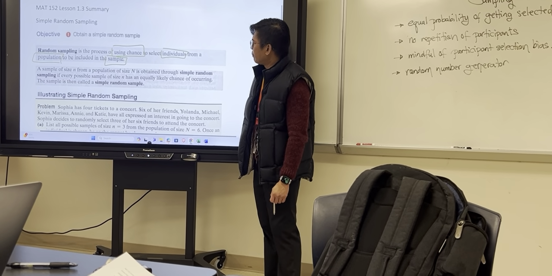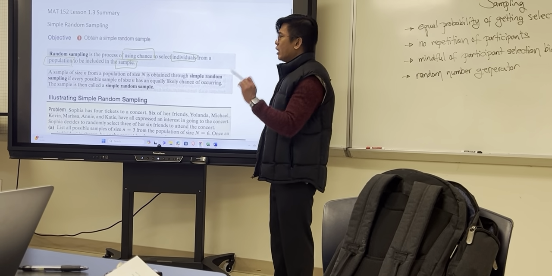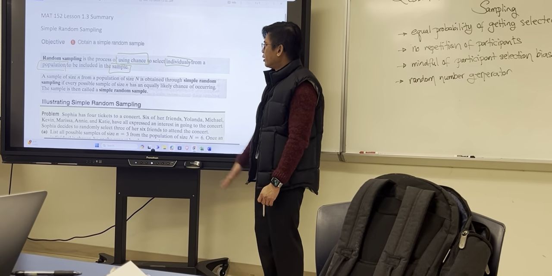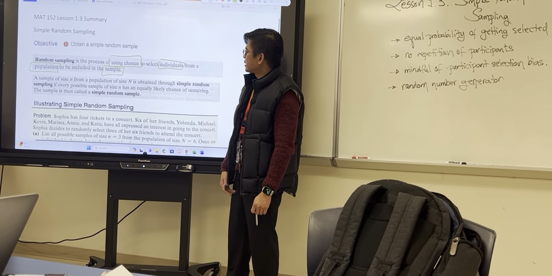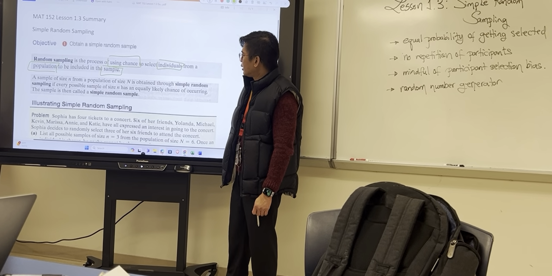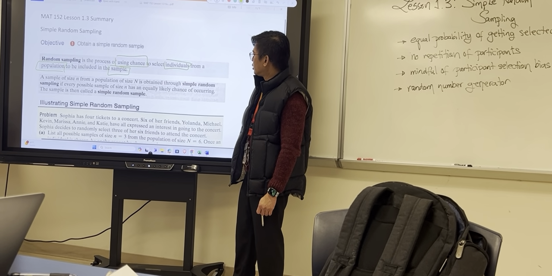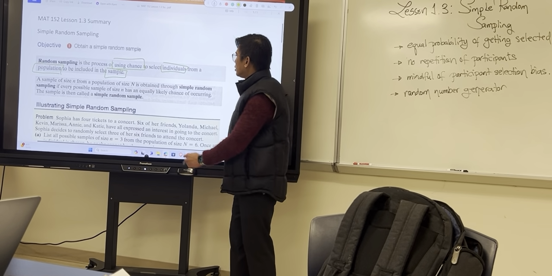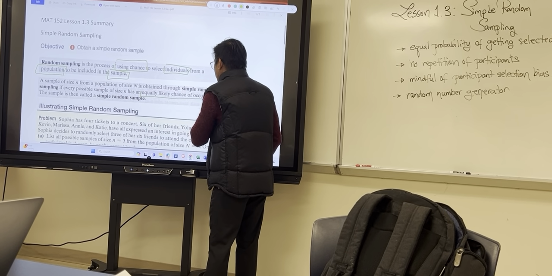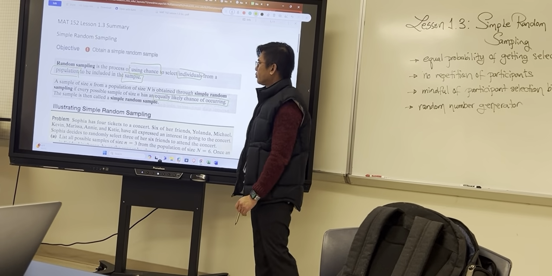Now let's read this one. What is simple random sampling? All right, Robbie, go ahead, please. Simple random sampling. The sample of size n from a population of size N is obtained through simple random sampling if every possible sample of size n has an equally likely chance of occurring. The sample is then called a simple random sample. Thank you, right?